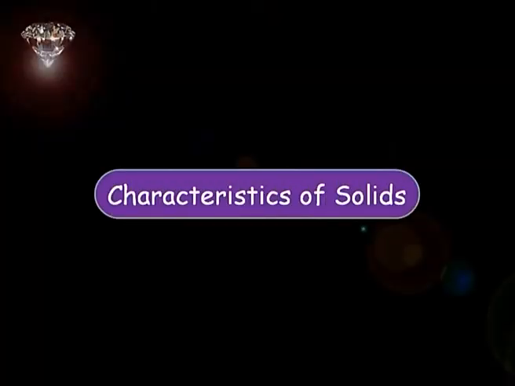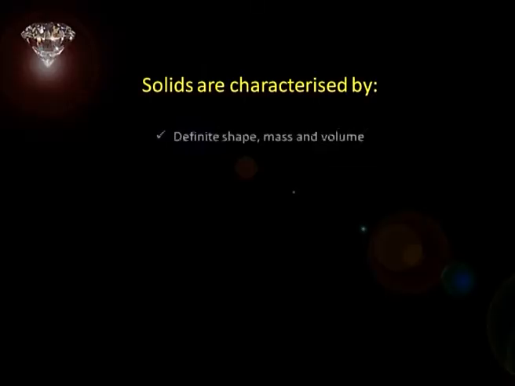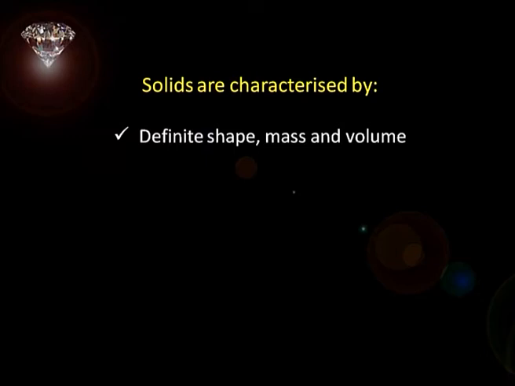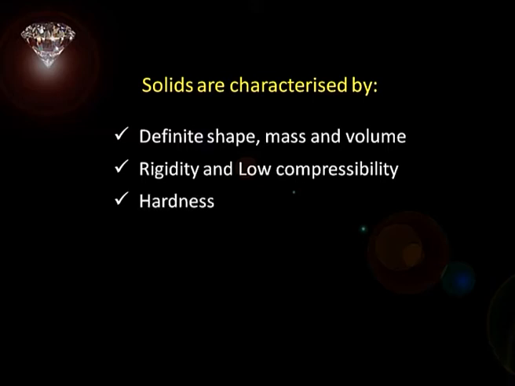Let us look at what are the characteristics of solids. As I mentioned earlier also, all these things are known to you. I am just trying to quickly recall for you what we learned earlier about solids. We know that solids are characterized by, everybody knows that they have got definite shape, mass and volume. Further, all solids have very high rigidity and low compressibility. Further, they are very hard, we all know that.